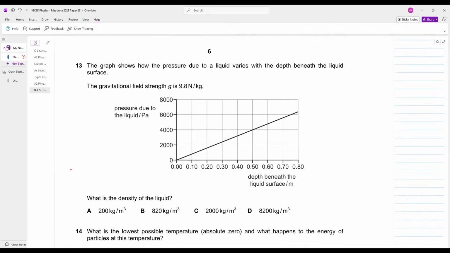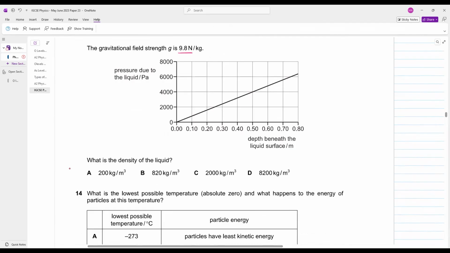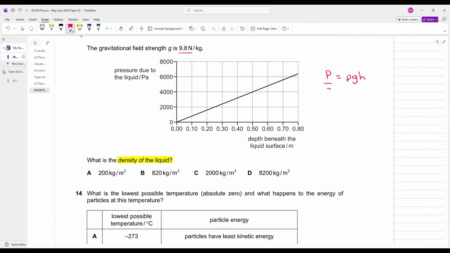The graph shows how the pressure due to liquid varies with the depth beneath the liquid surface. The gravitational field strength is 9.8. What is the density of the liquid? You have to calculate the density of the liquid. How will you do that? First of all, do you remember this formula? Pressure is equal to rho g h. Can you see pressure is plotted on the y-axis? Depth is plotted on the x-axis.